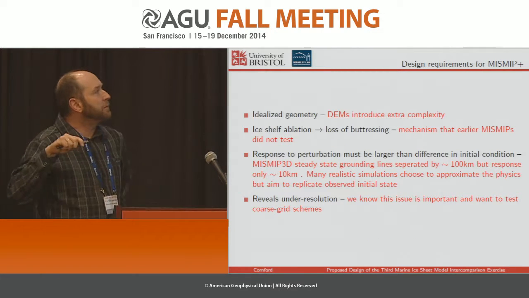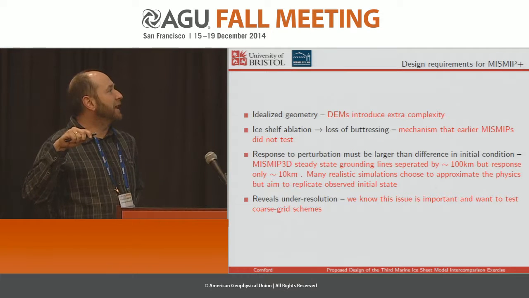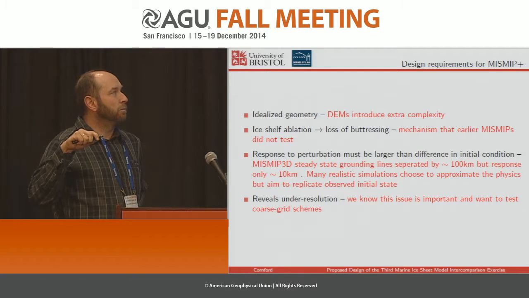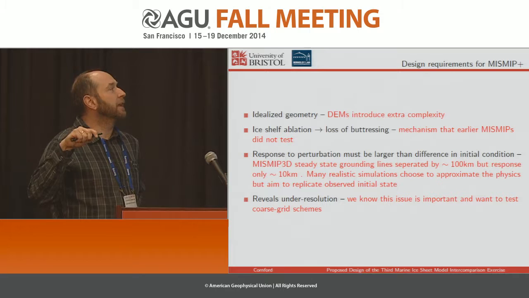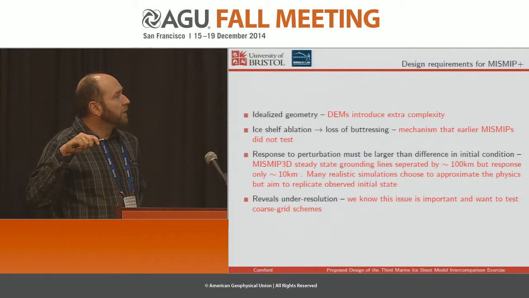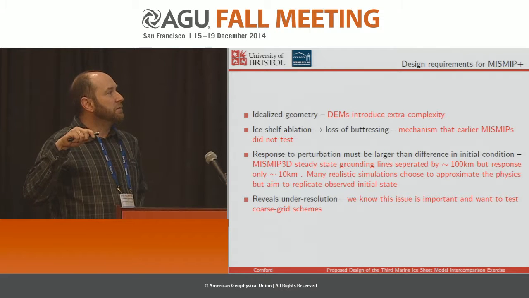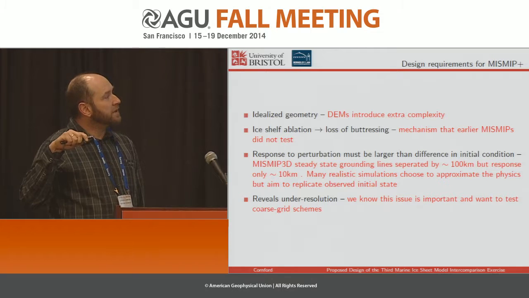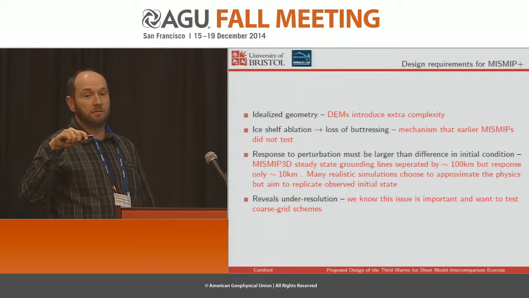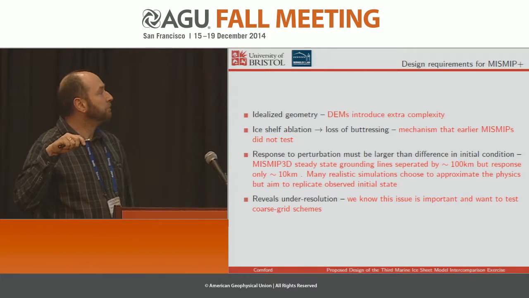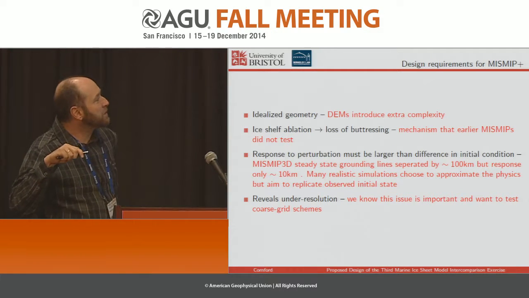So the design, we agreed what the design requirements were at the last EGU, and my recollection of them was that we were going to have an idealised geometry because we found when we tried comparing models on real DEMs, then the extra complexity confuses us entirely. The test ought to be about ice shelf ablation through melting and the resulting loss of buttressing, because that's the mechanism that the earlier MISMIPs didn't test, and it's one of the mechanisms we're probably most interested in. That's not to say we're not interested in the mechanism of the previous ones.